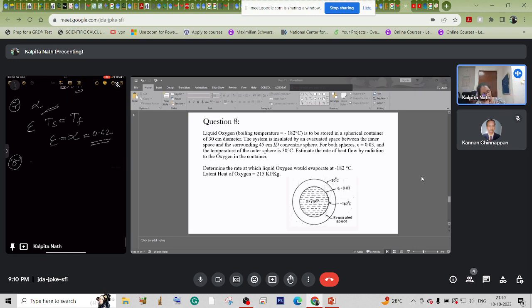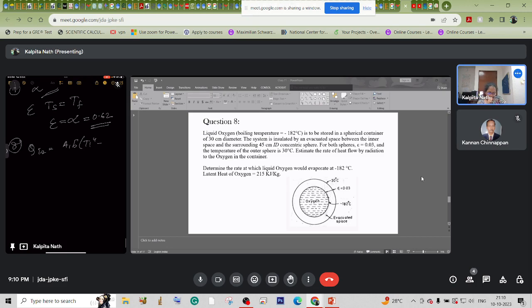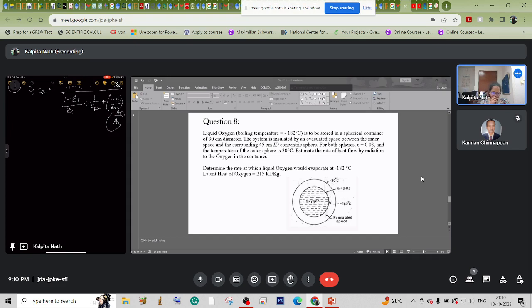So if we remember the formula correctly, Q12 will be equal to A1 sigma into T1 to the power 4 minus T2 to the power 4, over: 1 minus epsilon 1 upon epsilon 1, this is the emissivity for the first surface, plus 1 upon F12, this is the fraction of the surface 1 that is exposed to surface 2, plus 1 minus epsilon 2 upon epsilon 2 times A1 upon A2. This we can clearly calculate from the diameters. As it is a concentric sphere, F12 will obviously be 1.